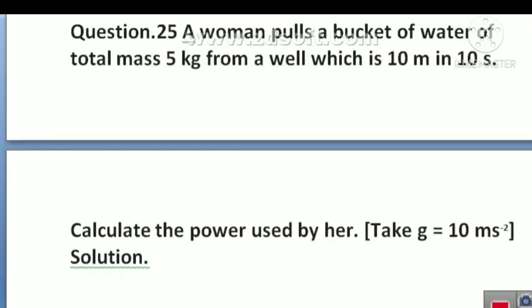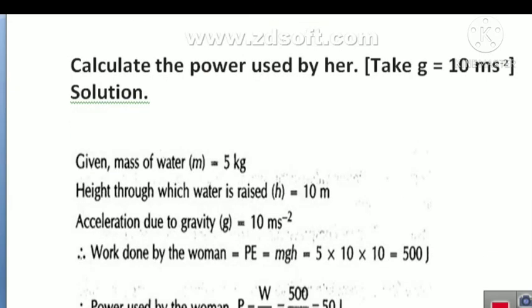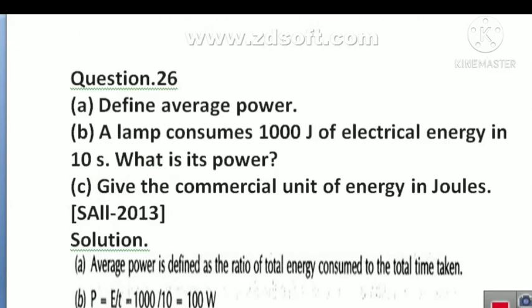Next question. A woman pulls a bucket of water of total mass 5 kg from a well which is 10 meter deep in 10 seconds. Calculate the power used by her. Take g value as 10 meter per second square. Work done by the woman is 50 joule. Next question.